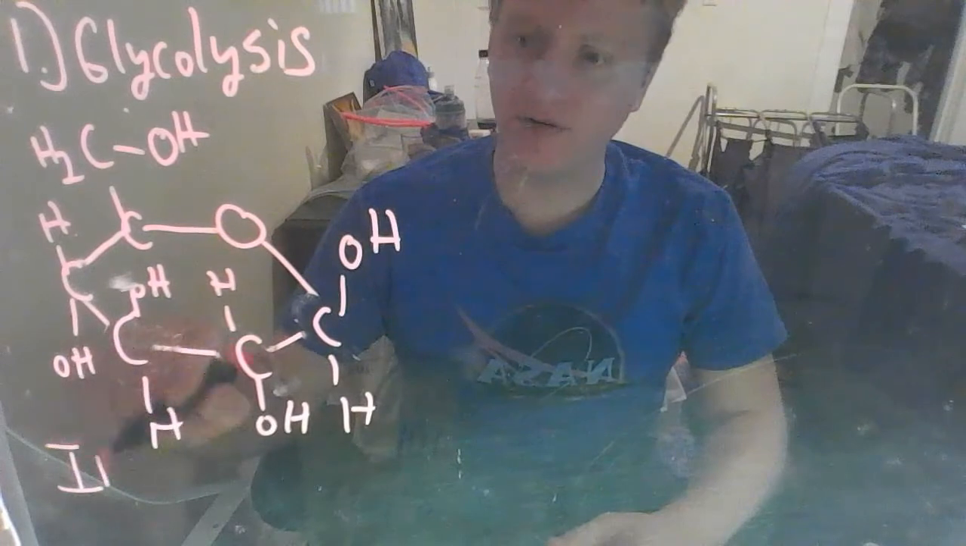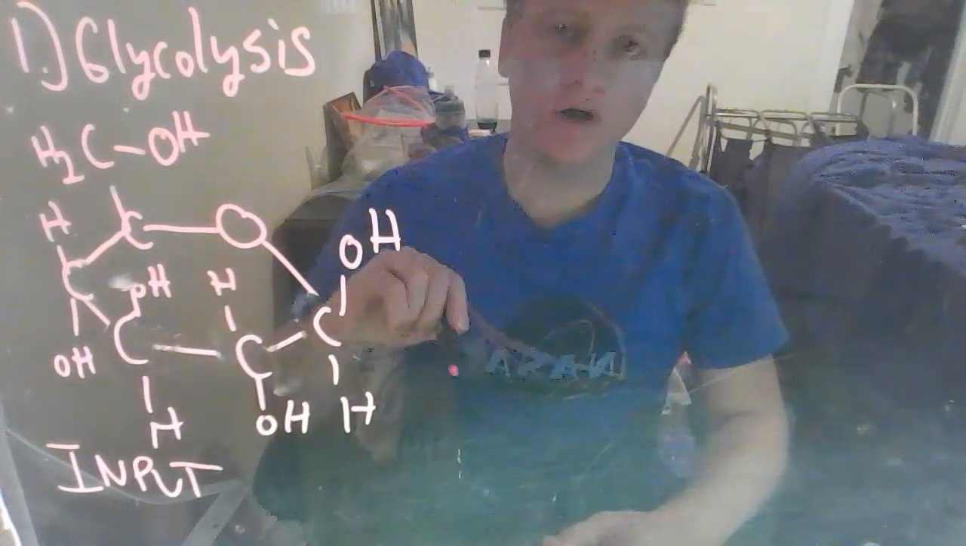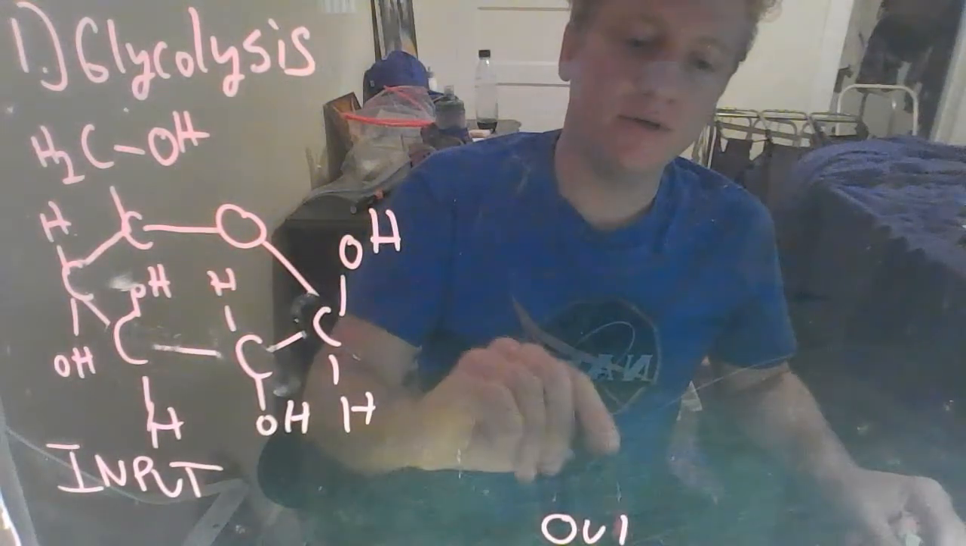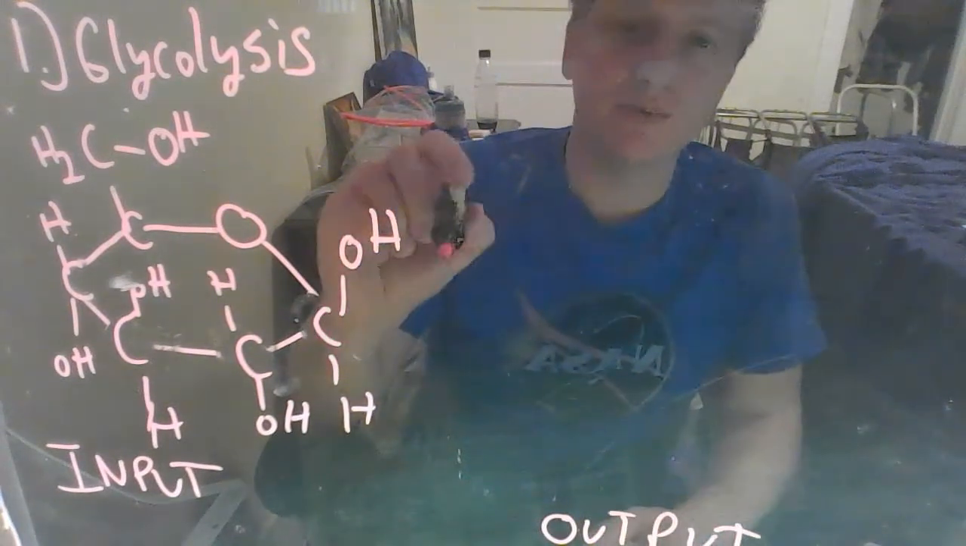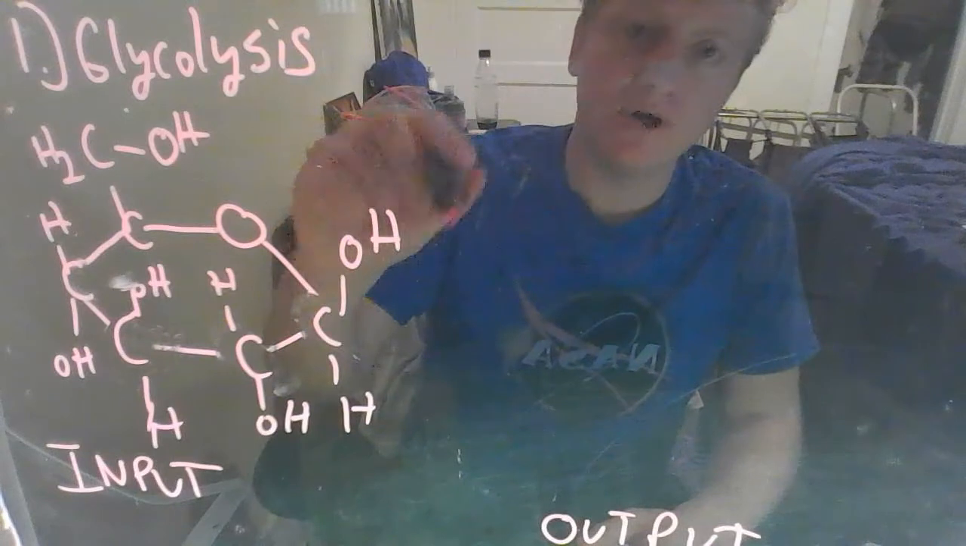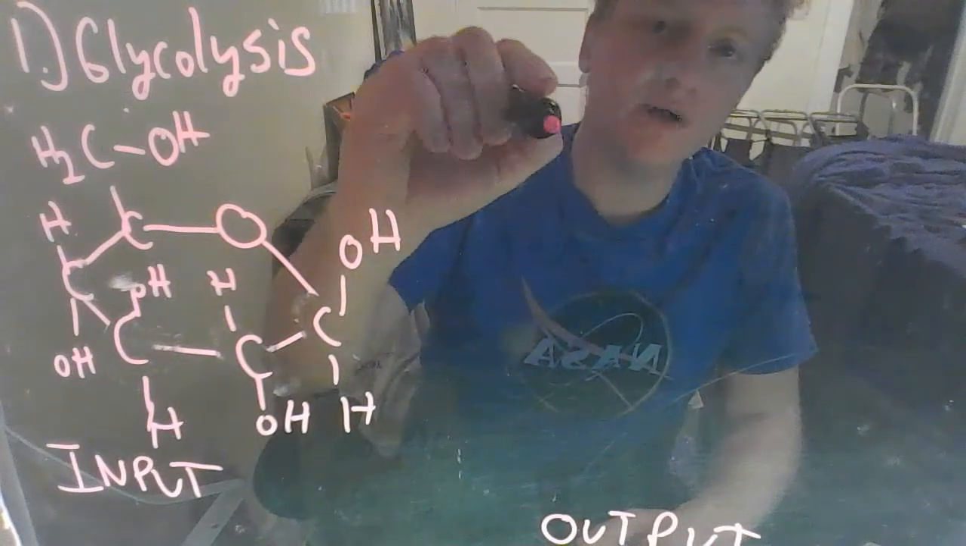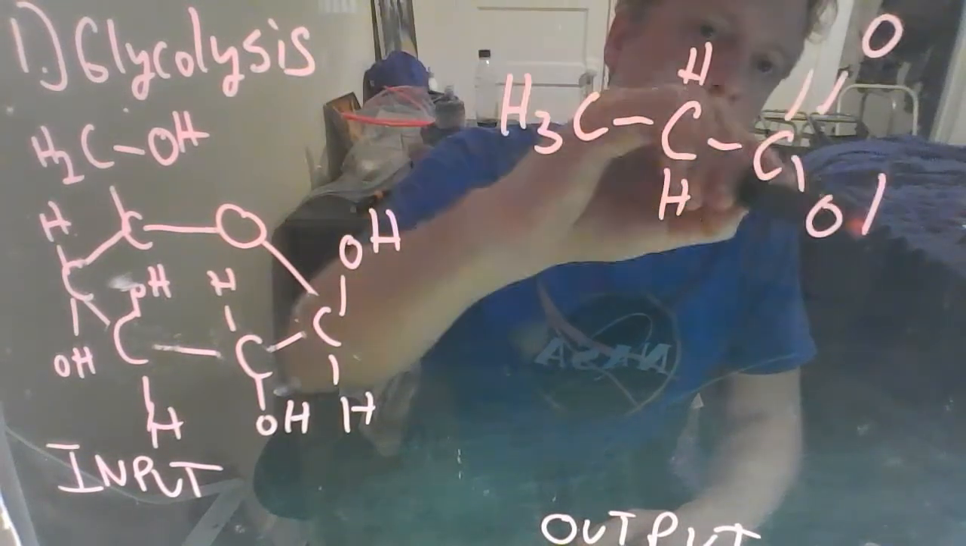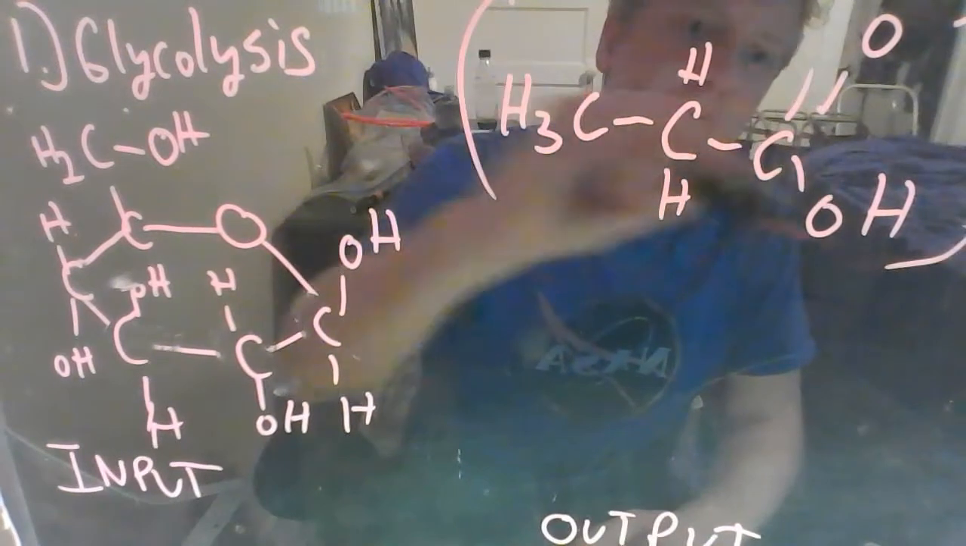But this is our principal input. This is our input to glycolysis. You put in a glucose molecule, and let's talk about the output. What do you get out of this first stage of respiration? Well, you get two pyruvate molecules. So you get two of these.